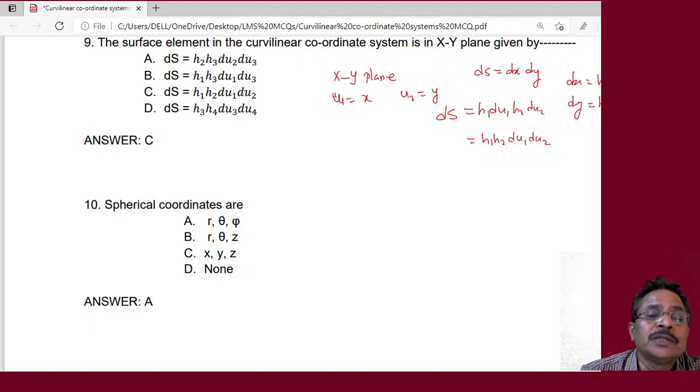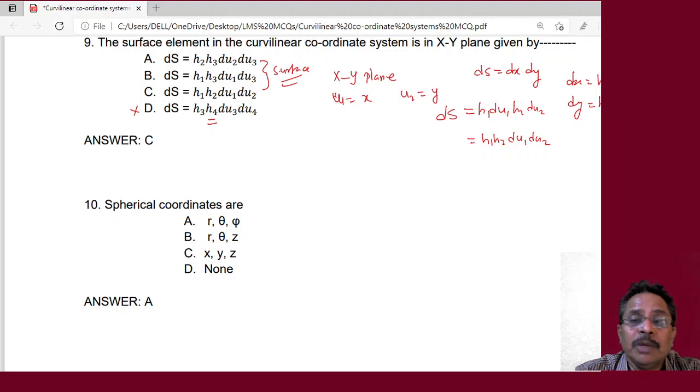The other options: h2 h3 is along the z and y axes, h1 h3 is along the x and z axes, and h1 h2 is along the x and y axes, and no such h4 is defined in the curvilinear coordinate system, so that option is completely wrong. All these are surface elements in the curvilinear coordinate system, in different directions. In an examination, if you are asked for the xz plane, then go for the correct option amongst these three. So that is question number 9.